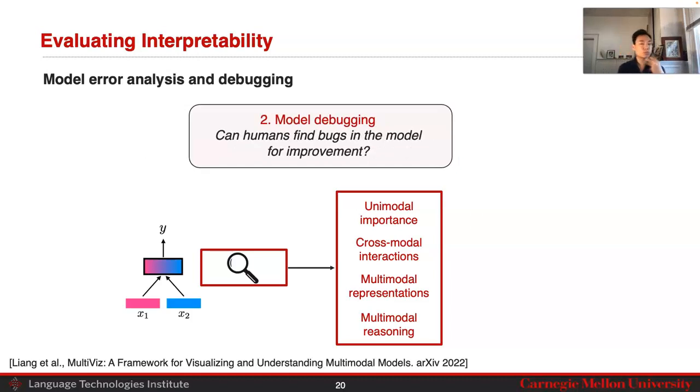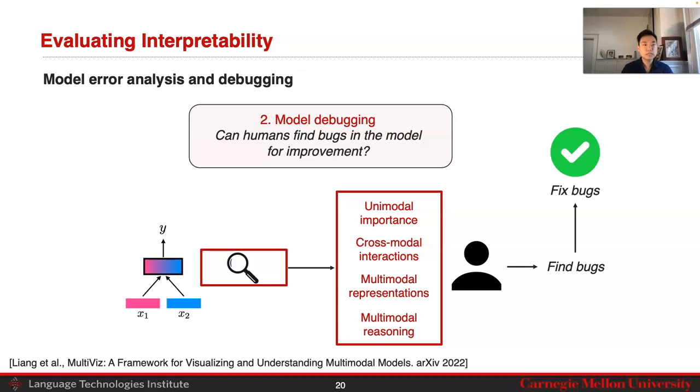Another idea which could be more practically useful is that of model debugging. Again, can we take a black box model, run some interpretations, obtain some evidences of what the model is using to learn, give that to a human, and let the human try to find certain bugs in a model, right? Is the model failing at one of these stages? For example, is the model failing at finding out cross-modal interactions? This can then be used to fix bugs and eventually obtain better measures of performance.